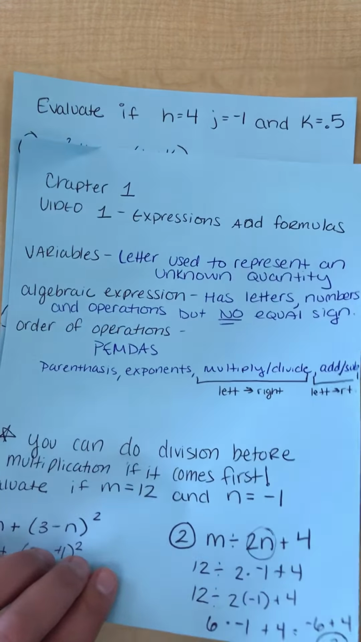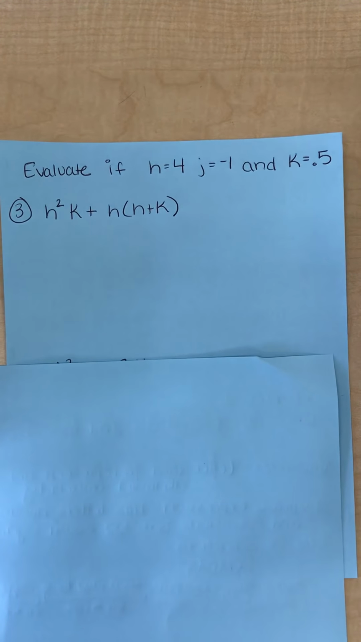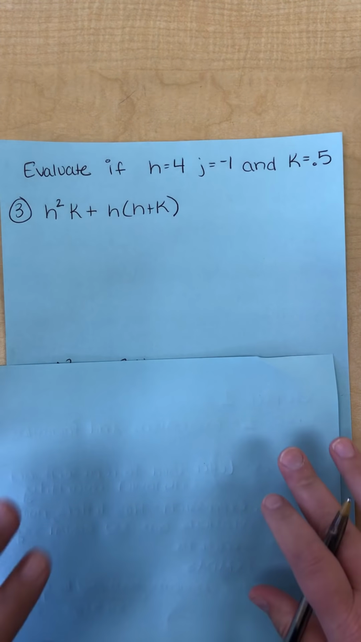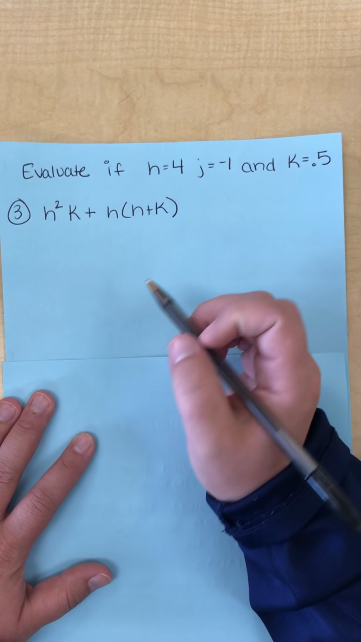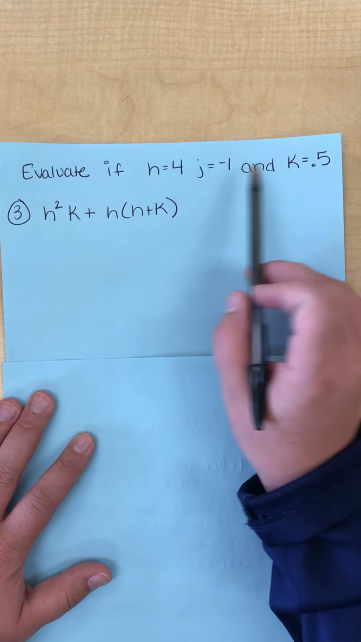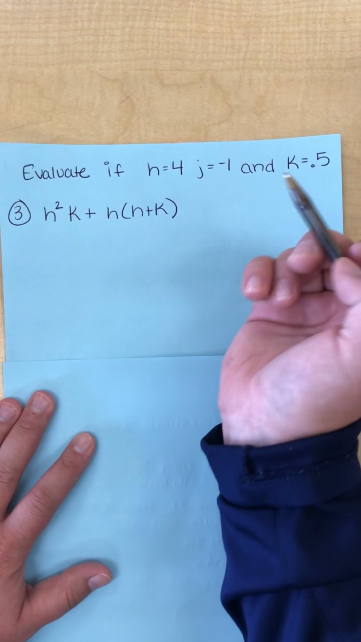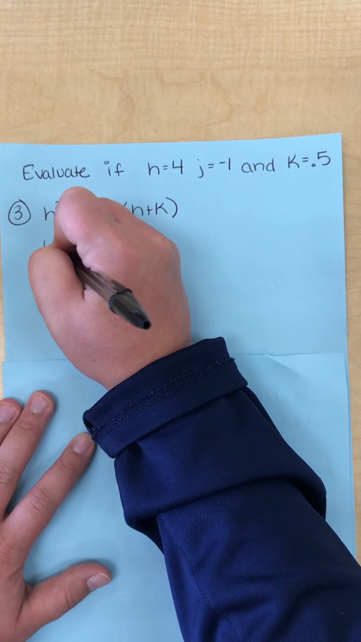All right, so let's look at another one here. This one's getting a little bit more complex, with a few more letters that we're dealing with. So now we're given 3 variables instead of just the 2. So we're going to first put in the h and the k because there are no j's in this one. So h is 4, so we've got 4 squared times k, which is 0.5, plus h, which is 4, times h plus k. So 4 plus 0.5.